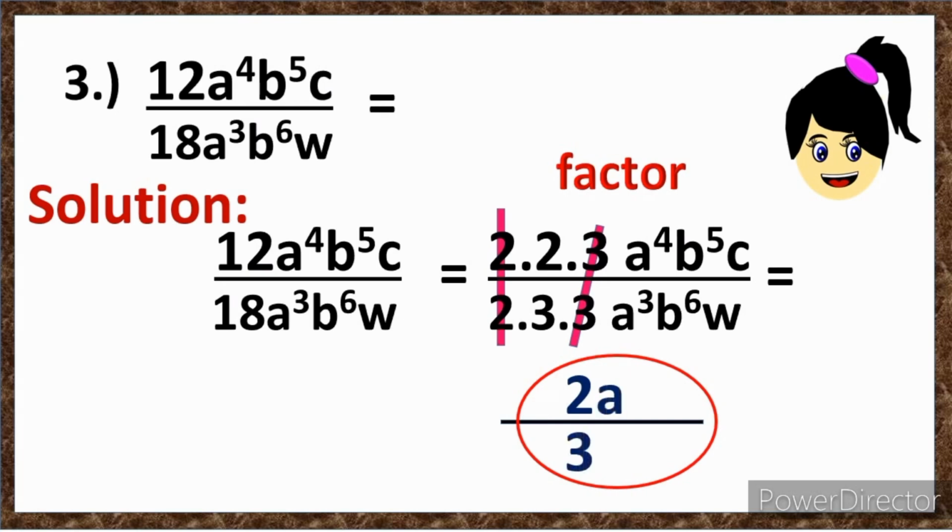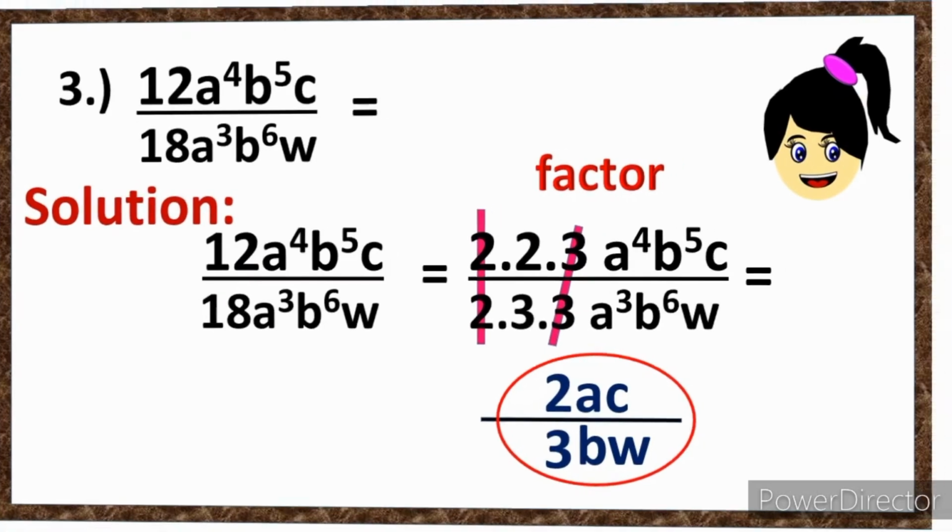Next, a raised to 4 over a raised to 3. So a raised to 4, apply the quotient power. So we have 4 minus 3 is 1. So therefore we have a. Okay, next, b raised to 5 over b raised to 6. Okay, quotient power, we subtract the exponent. 5 minus 6 is negative 1. So we have b raised to negative 1. So let's make it a positive exponent. Apply the negative exponent. So it will become 1 over b. That is why the b is in the denominator. Next, we're going to copy c and w, because they have no common factor.